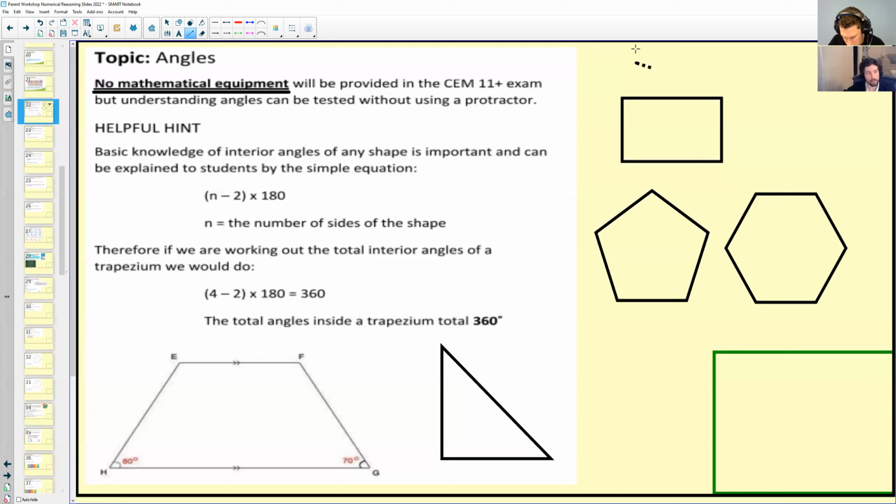And so up on the screen is a nice hint. There is a formula for this, where if you have the number of sides of a shape, subtract 2, times it by 180, you get the answer. And this is something that will often be taught in schools and students will be expected to learn.